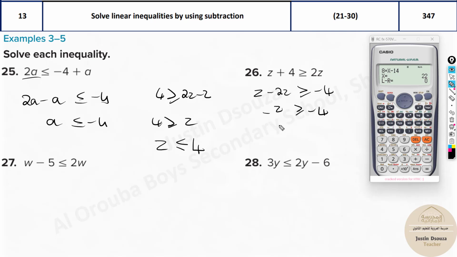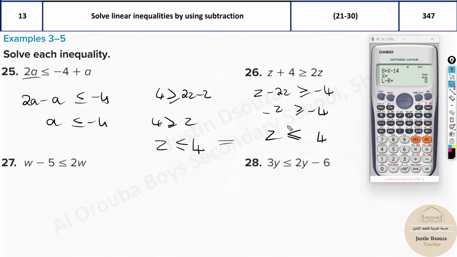Now, there is minus and minus. Do we just change the sign? Basically, when you change the sign, multiply both the sides by -1, it becomes positive z, positive 4. But the symbol flips. It flips. This is a step which you must remember. Now the answers are correct, yes.